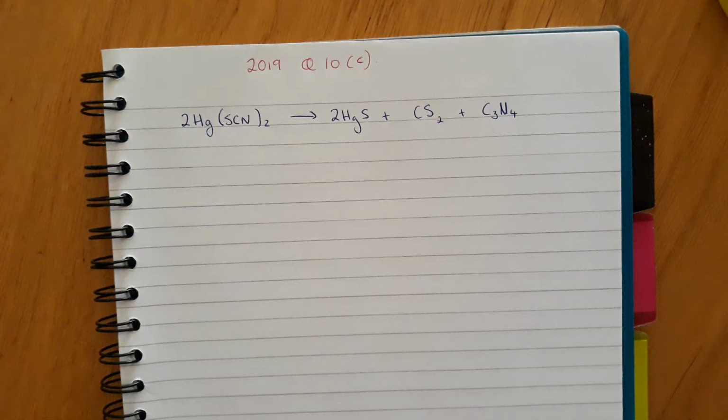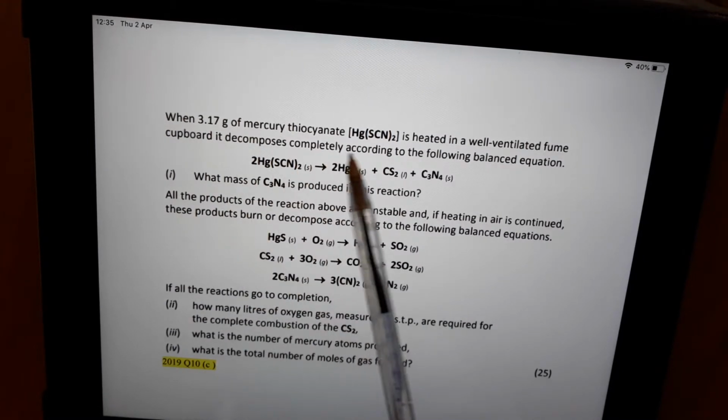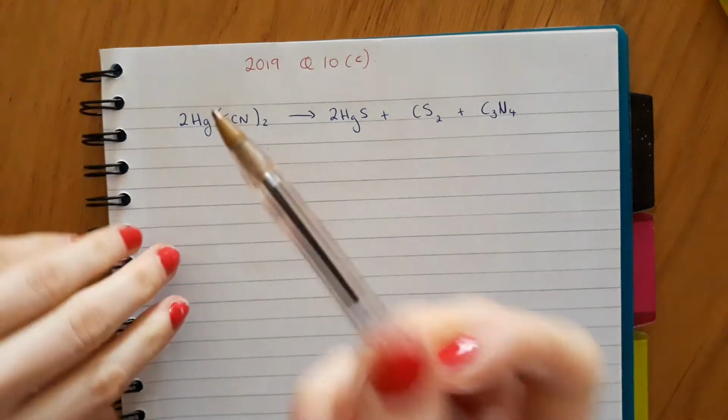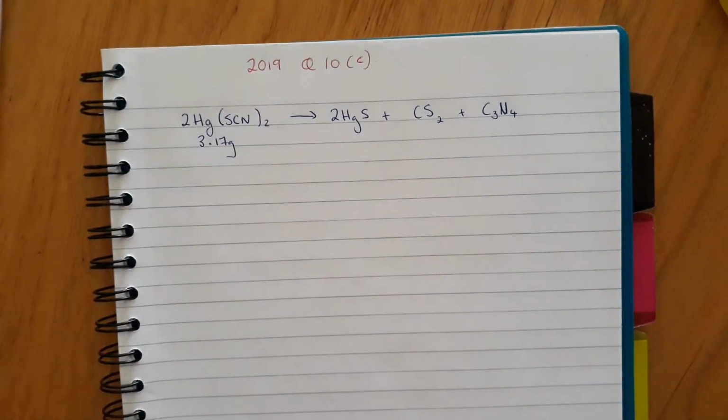A couple of you are having problems with 2019 question 10C, so I'm just going to run through it really quickly. This is the question. It says when 3.17 grams of mercury thiocyanide, and it's given you the molecular formula here, is heated in a well-ventilated fume cupboard, it decomposes completely according to the following balanced equation. So the only piece of information we're given is that we have 3.17 grams of this.